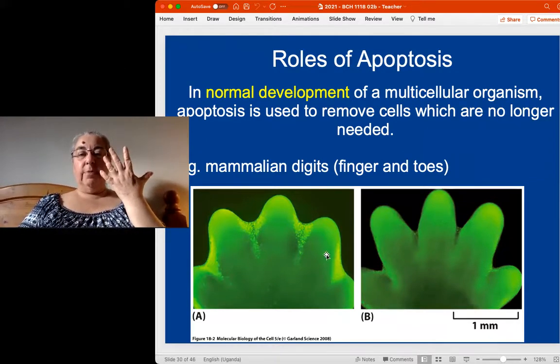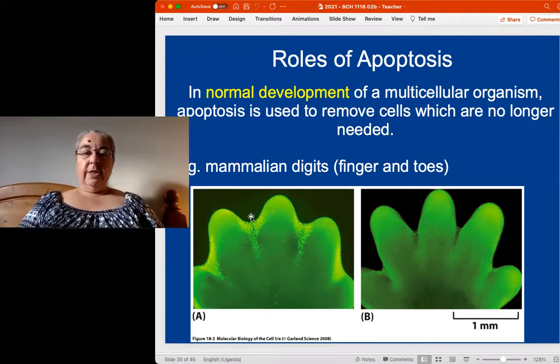This is actually a mouse's paw, but a human hand, human fingers develop in exactly the same way. So you can see that during this stage of development, the fingers or the digits are not separate. Okay, there is a web of tissue in between the digits. A little bit later, this web has disappeared.